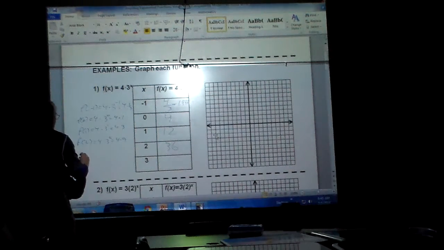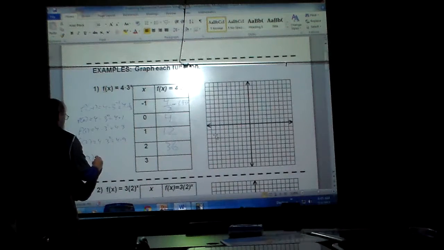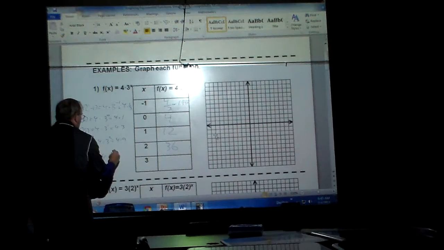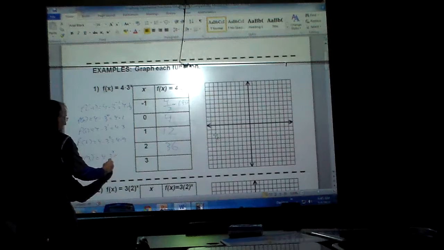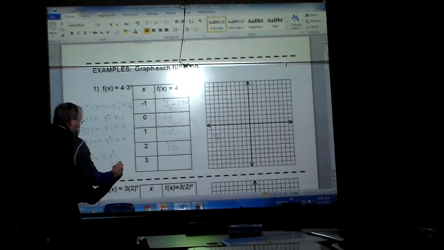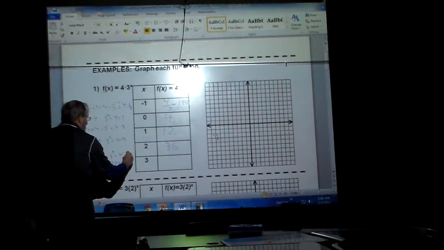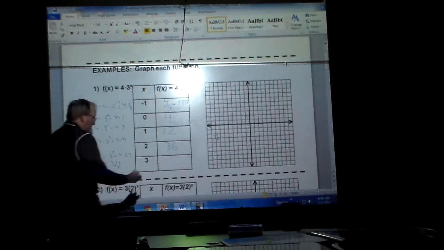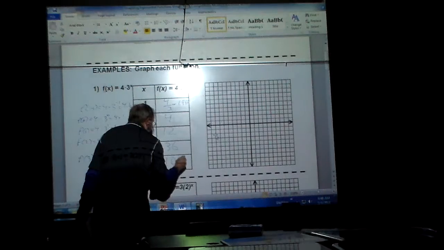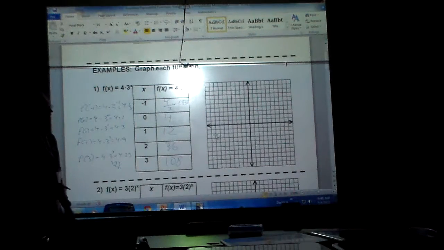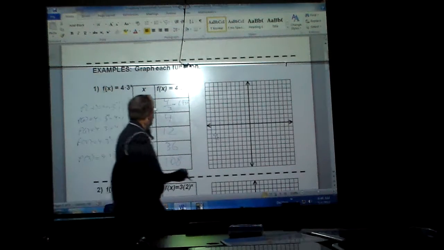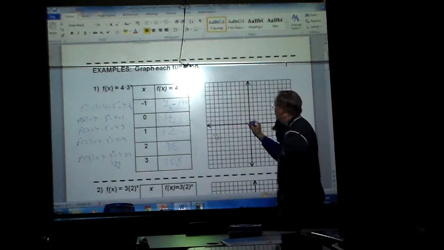Right? And then to do f of 3 will be 4 times 3 cubed, which 3 cubed is 3 times 3 times 3. Well, that's 9 times 3 makes 27. So I have 4 times 27, and 4 times 27 will be 108.